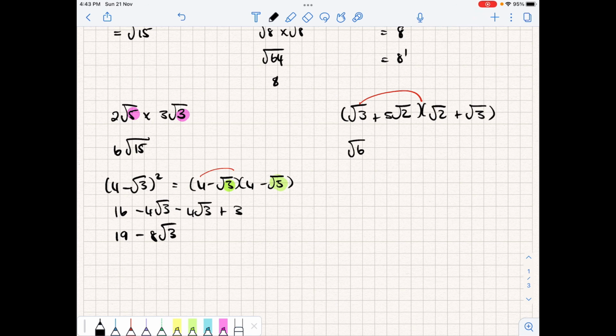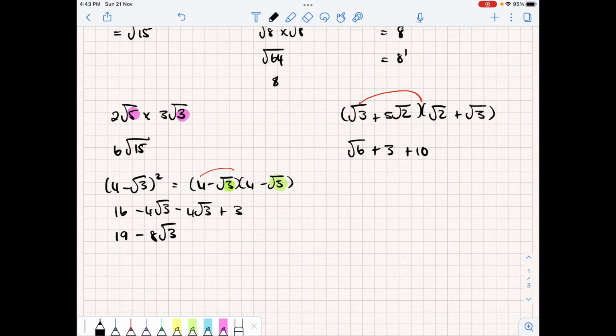Then we'll do the outer, so that's the square root of 3 times the square root of 3, and the square root of 3 times the square root of 3 is just 3. Then we'll do the inner. So the inner is going to be 5 times the square root of 2 times the square root of 2. So the square root of 2 times the square root of 2, the roots are going to cancel out and we're going to get 2. And then we're going to have 2 times 5, and so that will give us 10.